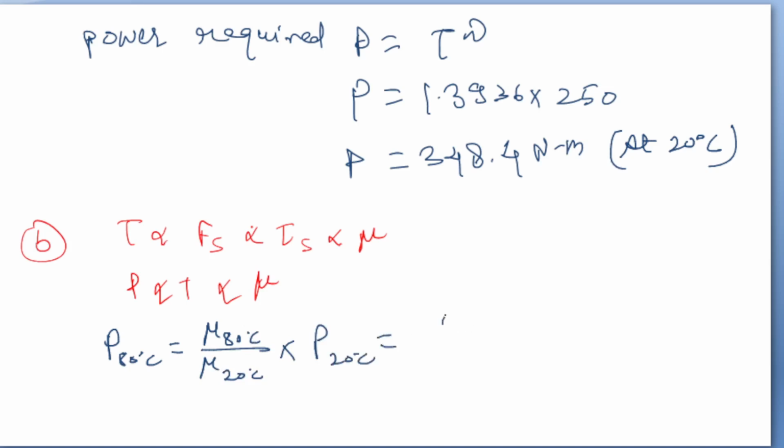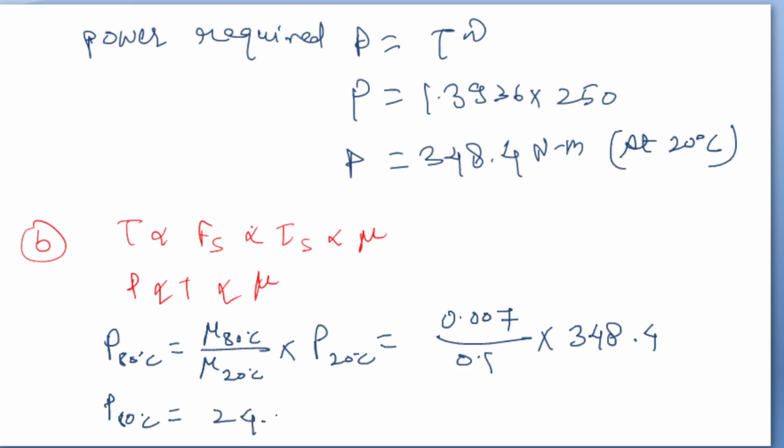If we substitute values, this is 0.007 divided by 0.1 into 348.4. So the power at 80 degrees centigrade is 24.338. This is watt, not Newton meter, this is watt.